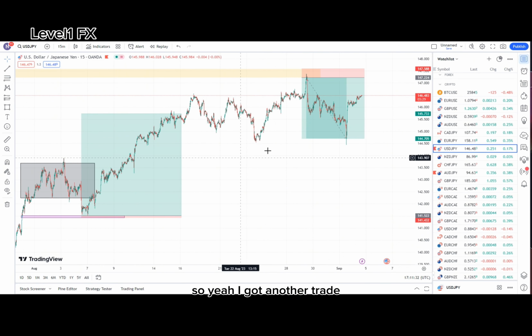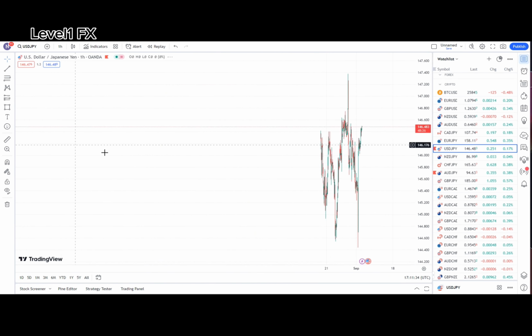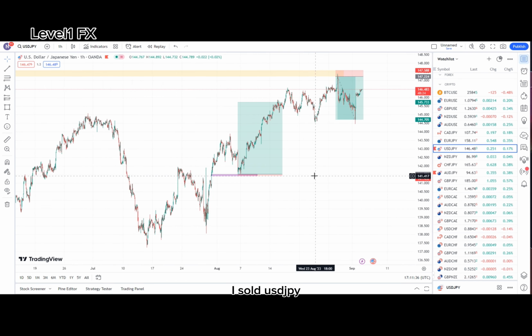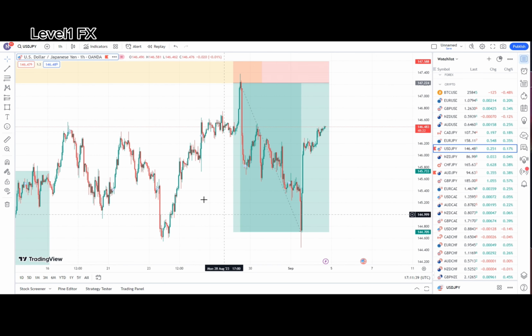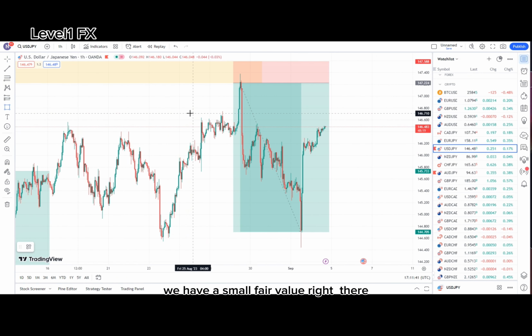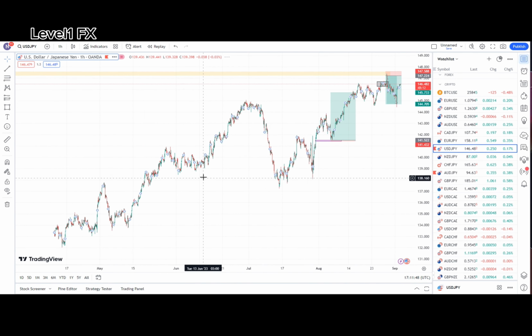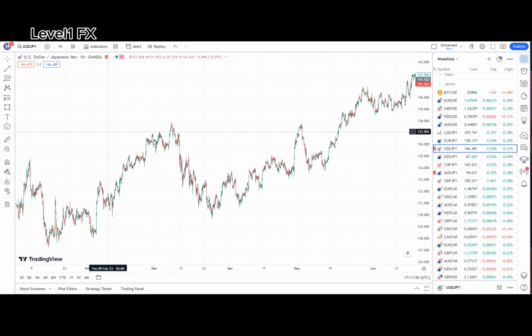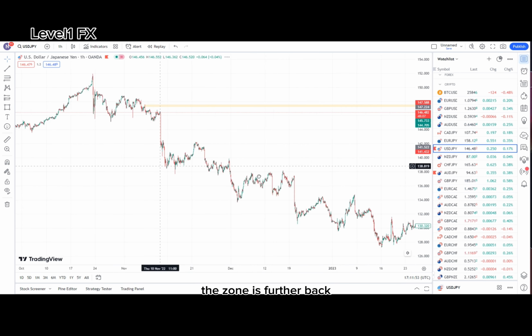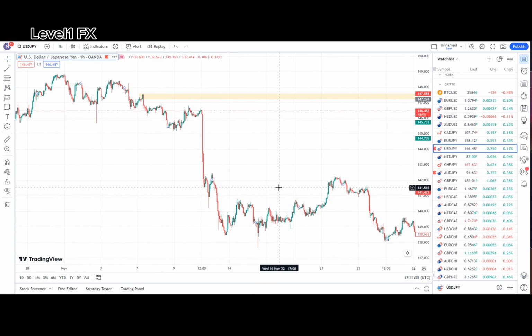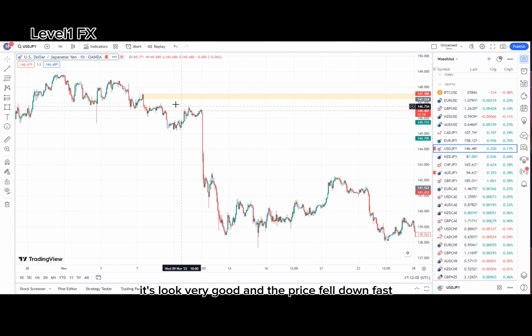So yeah, I got another trade. I sold USD/JPY. We have a small fair value right there. As you can see, if we scroll back, the zone is further back, and it's a small zone right there. And why didn't I take this one? It looked very good, and the price fell down fast.